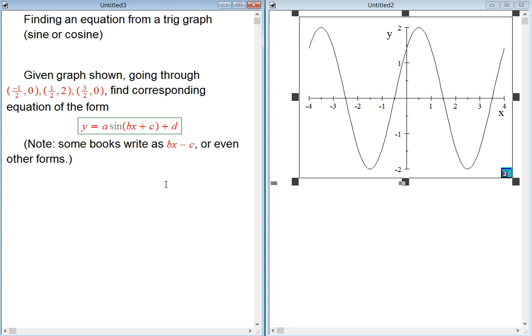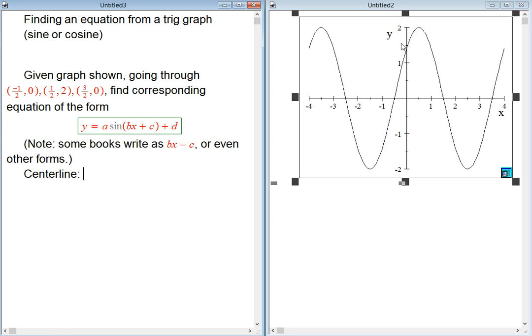Okay, so the main thing is to not dig directly into the algebra here, but to think about the qualitative features of the graph. And this is very much like what we would do if we were going the other direction, from equations to a graph. We want to find things like the center line, the amplitude, the period, all these important qualitative features.